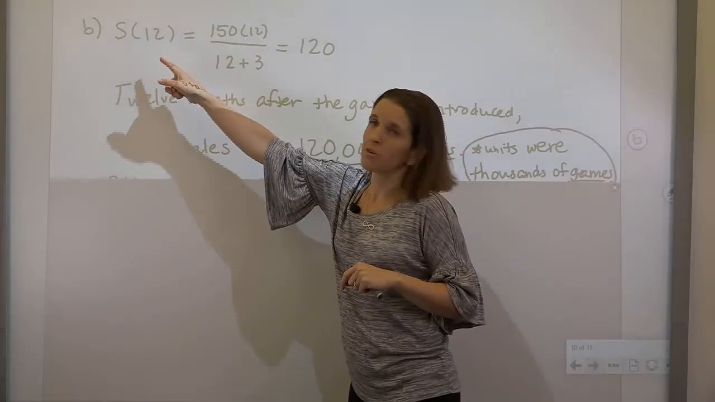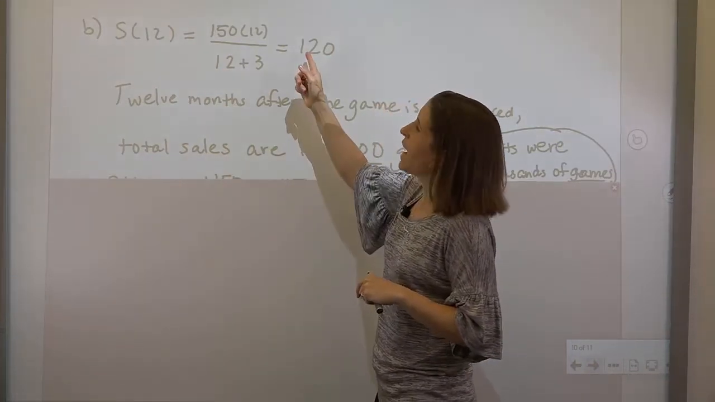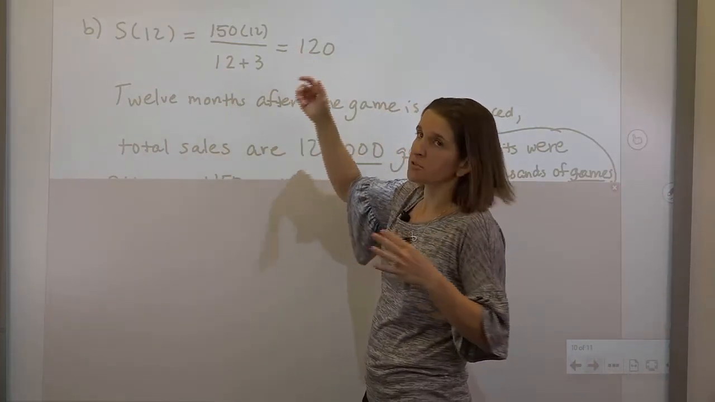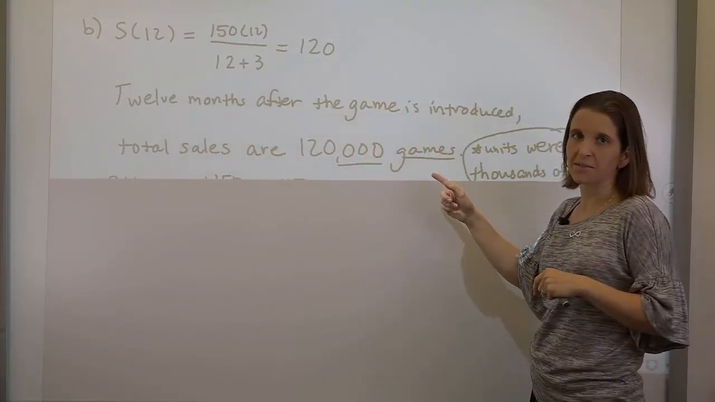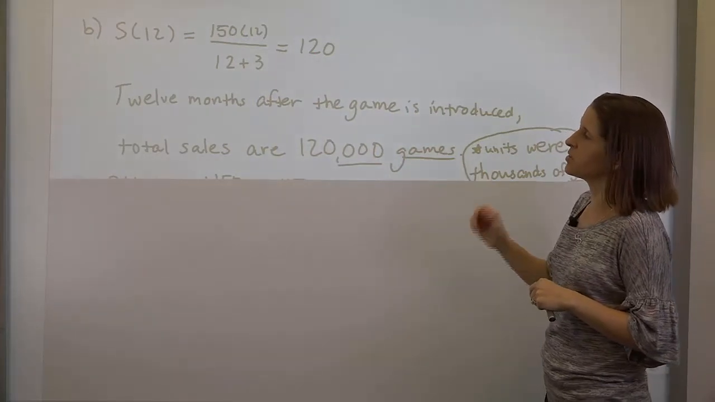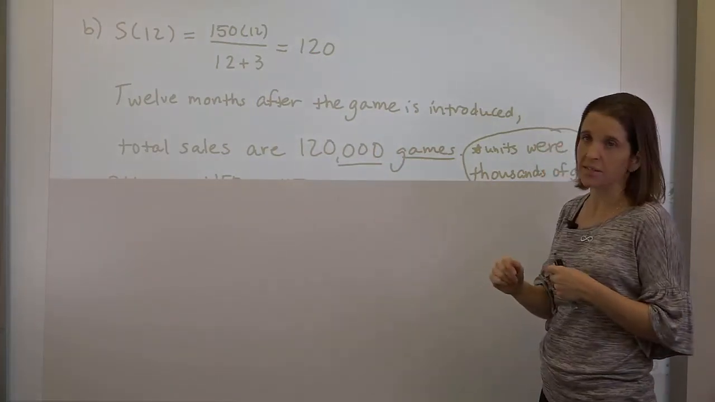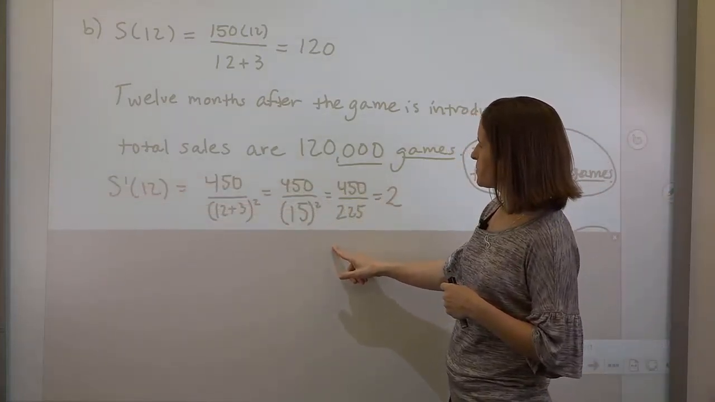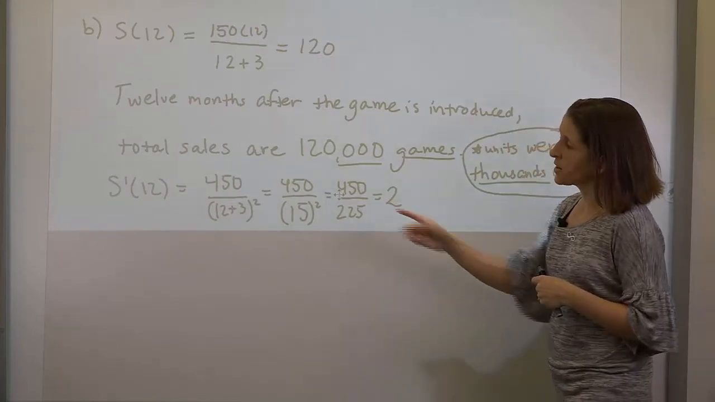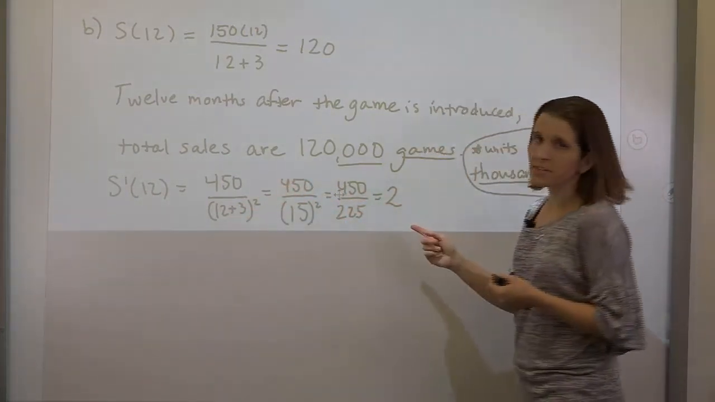This is just the original function that tells us total sales. Total sales are not 120, not $120, but 120,000 games. So 12 months after they released the game, they had sold 120,000 games. Now for plugging into the derivative and interpreting it, just make sure you're using the right function, plug 12 in and evaluate, you get 2.